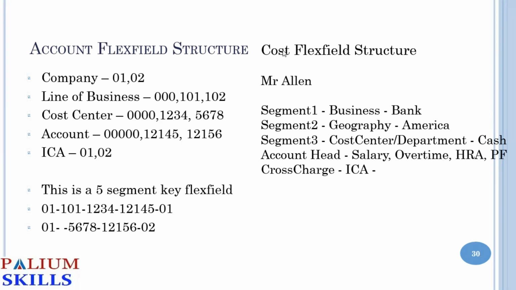Similarly, on the right-hand side, you have a cost flex field structure where you have segment 1. This is for one person, let's say for Mr. Allen. Segment 1 is business. What type of business? Maybe bank. Geography, America. Segment 3 is cost center or department, cash department. Account head, salary, overtime. On what account is that being spent? Cross charge is the ICA, intercompany account. Okay.